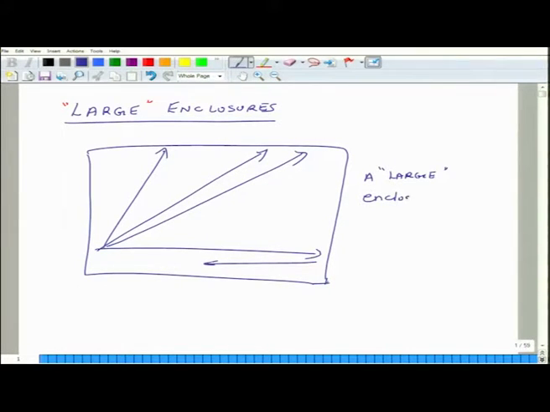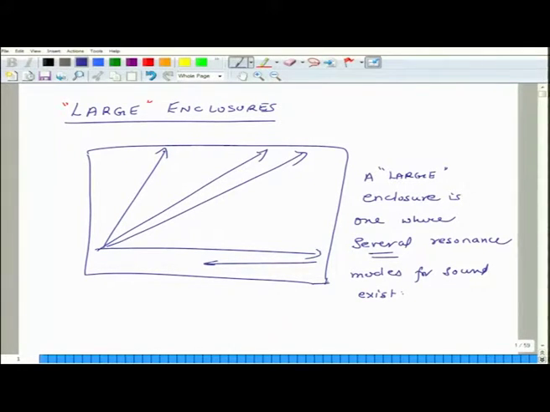enclosure is one where several resonance modes for sound exist. Okay. So, as I keep on increasing the size of the enclosure, the number of resonant modes keeps on increasing, and if this number is large, then we say that the enclosure is large.